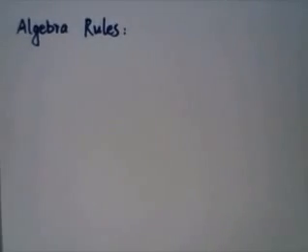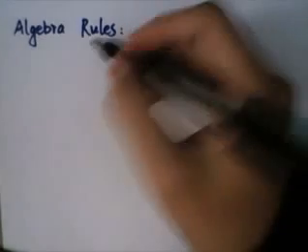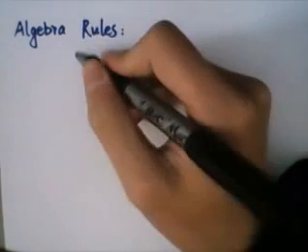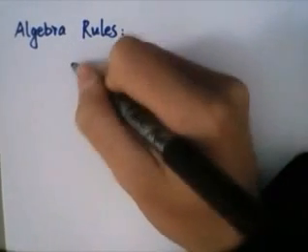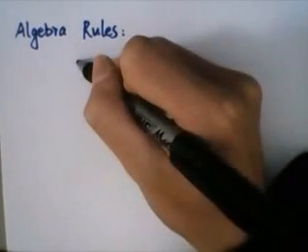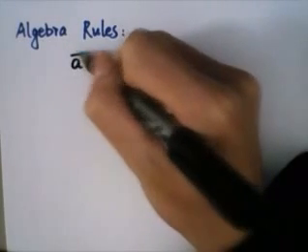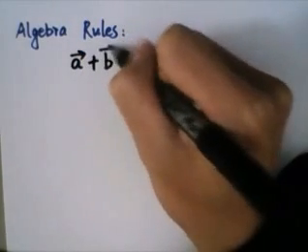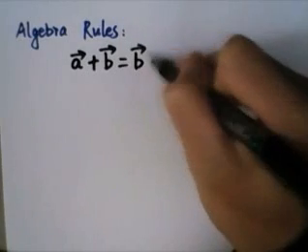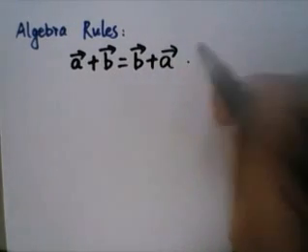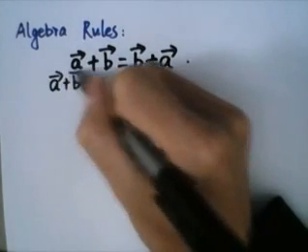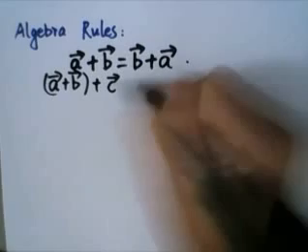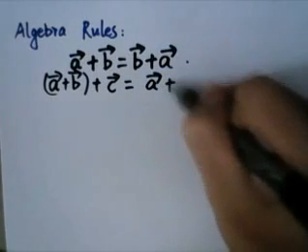And now let's have a look at the algebra rules of vectors. The algebra rules of vectors are almost the same as the rules of real numbers. Vectors are commutative. This means vector A plus vector B is equal to vector B plus vector A. Vectors are also associative, so (A plus B) plus C is equal to A plus (B plus C).